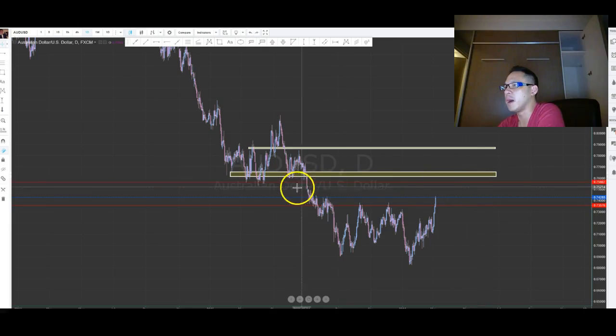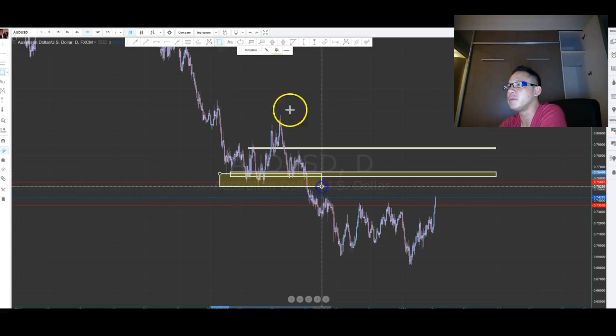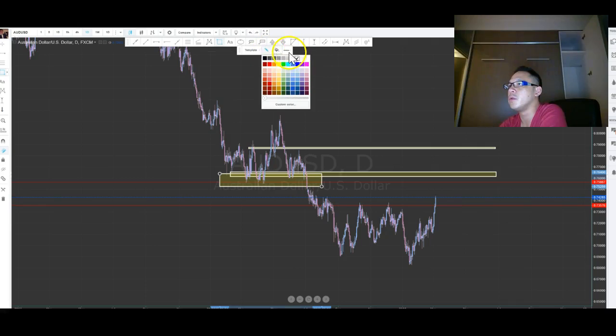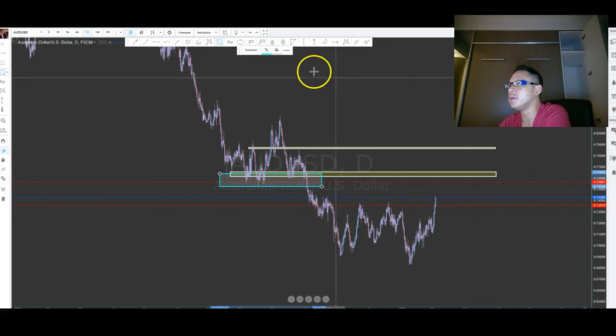What else is there? We've got market structure. So we've got structure at these levels here. Right. We've got structure there. Key major structure level. Right. Just want to cover that in. So we get some structure here. We've got some support here, right? So this is our support level.